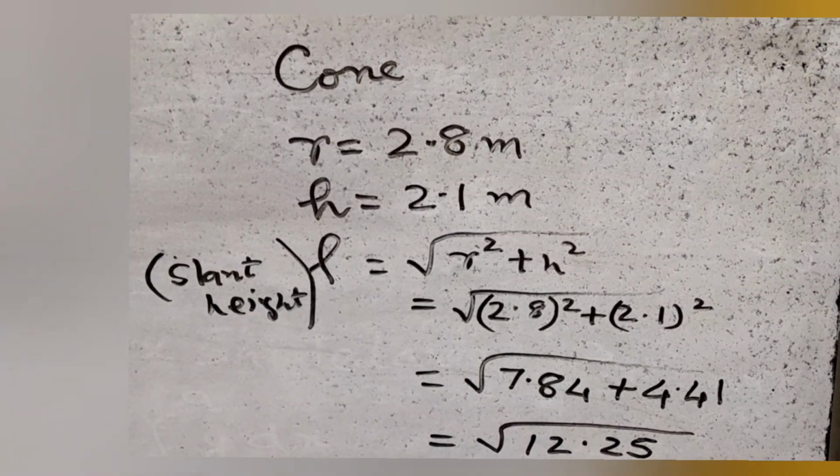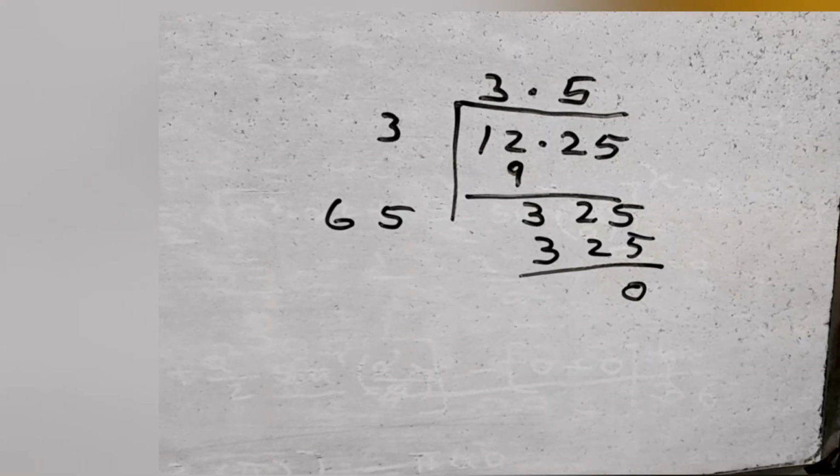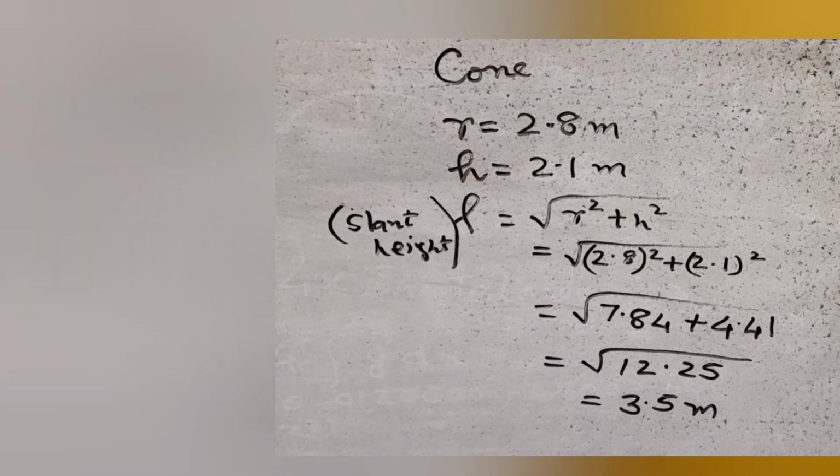Use that to find the slant height. You can find the square root using long division. And the slant height of the cone is L equal to 3.5 meters.